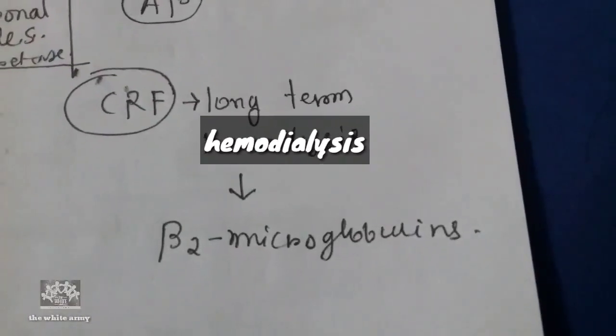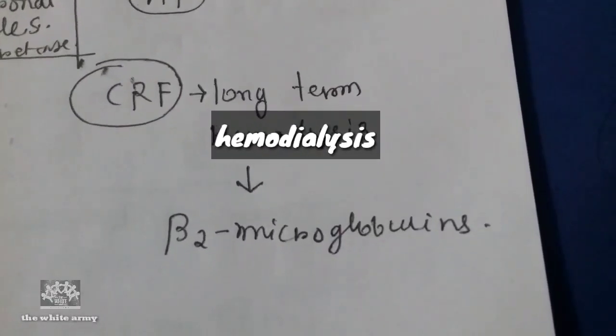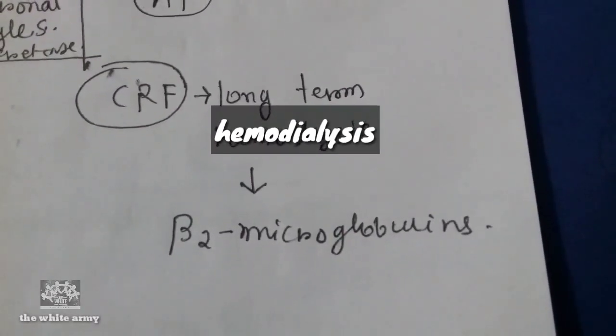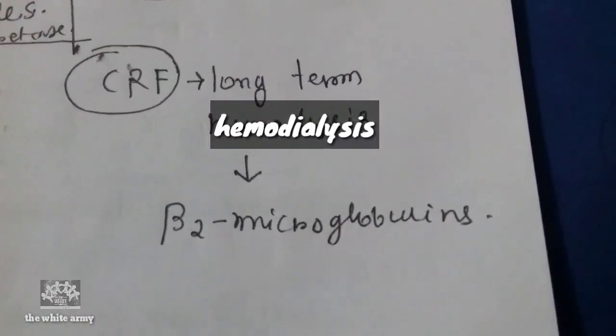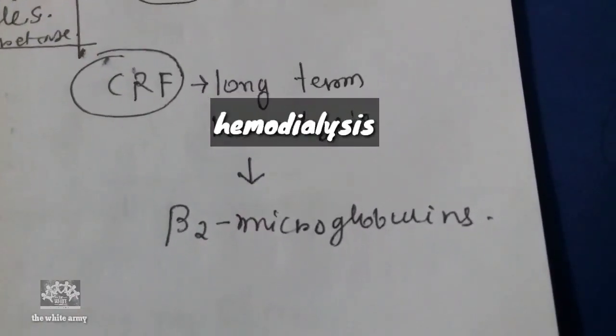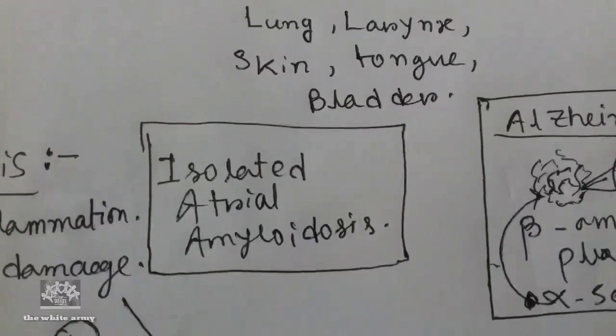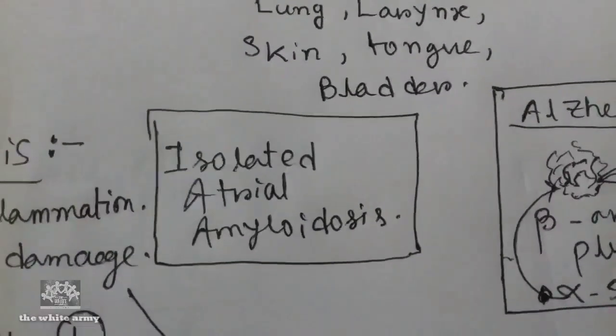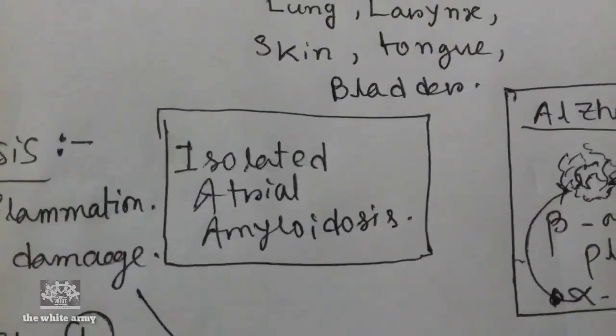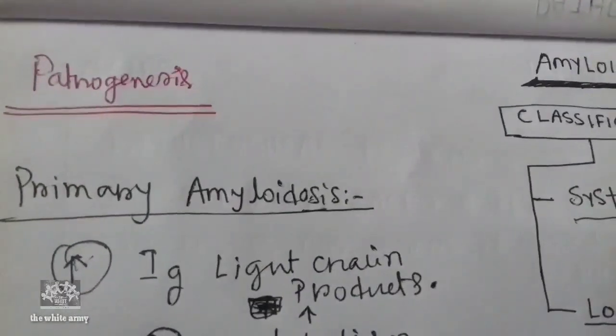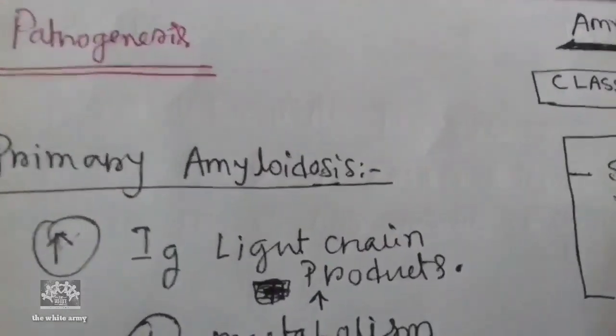Another clinical importance is in chronic renal failure, where long-term hemodialysis is done. In that case, beta 2 microglobulins are frequently seen. There is another type known as isolated atrial amyloidosis. That is another type. Now we have to know about the pathogenesis of amyloidosis.